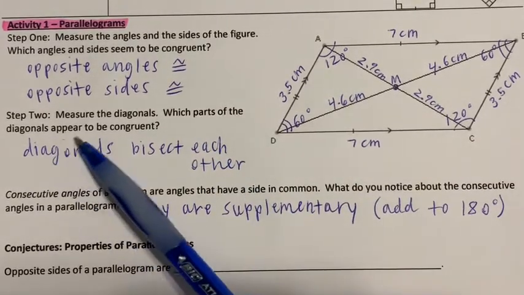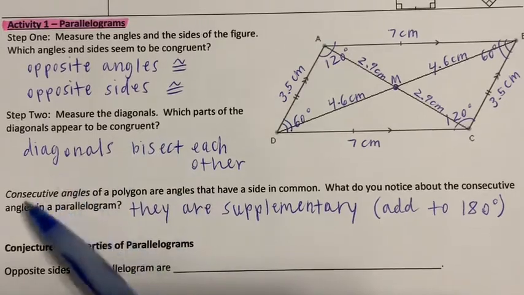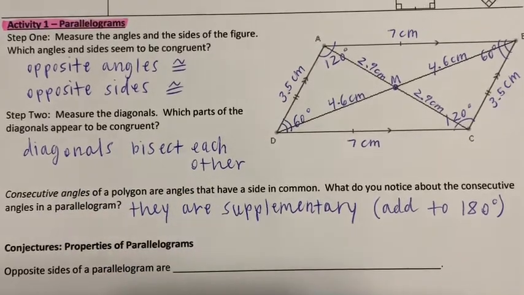Which parts of the diagonals appeared to be congruent? Well, I found that the diagonals are bisecting each other.